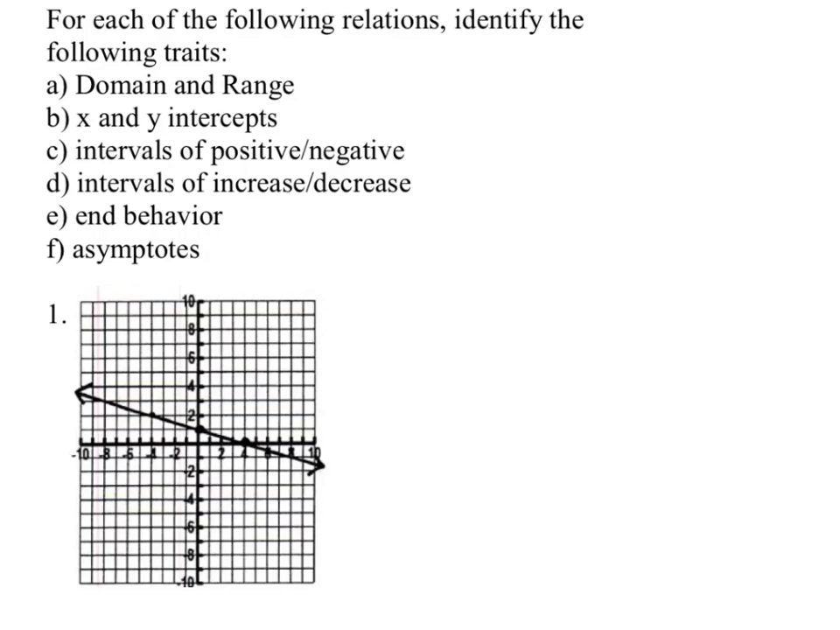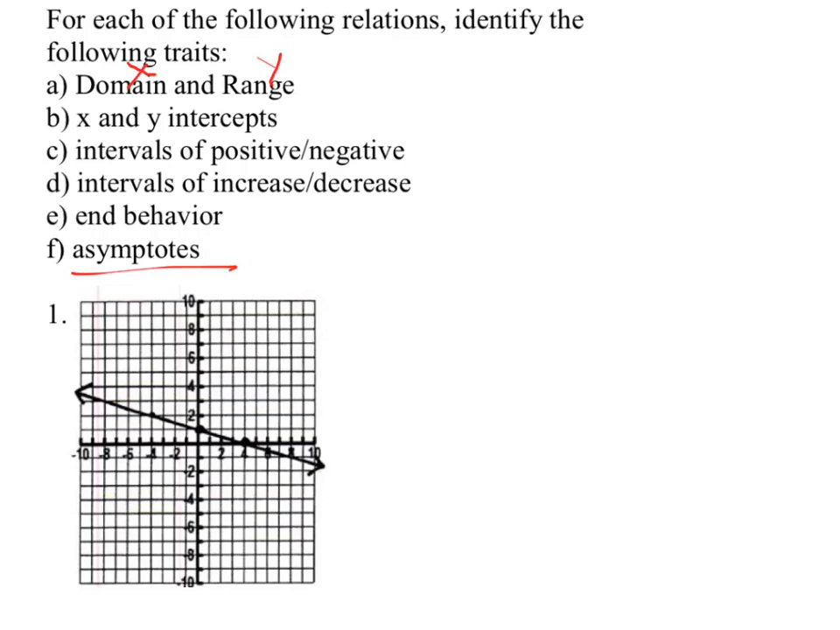And there's a lot of different things you can identify, such as the domain and range. The domain is the x's, the range is the y's. You already know what x and y intercepts are. Intervals of positive is where the function is above the x-axis. Intervals of negative where it's below the x-axis, such as down here. And intervals of increasing is where the slope's positive, decreasing where the slope's negative. And end behavior is what's happening as you go left forever and right forever.